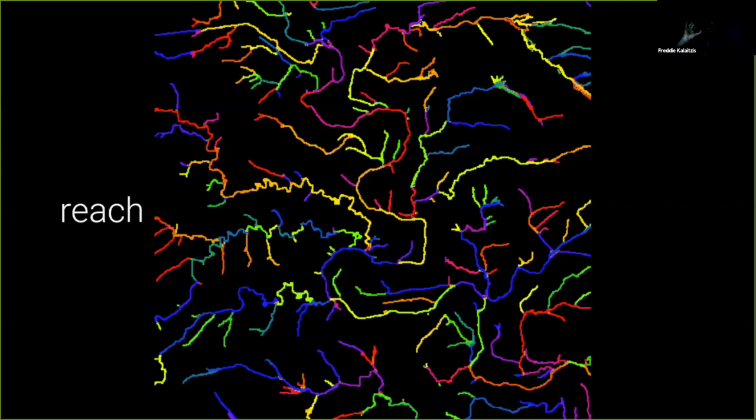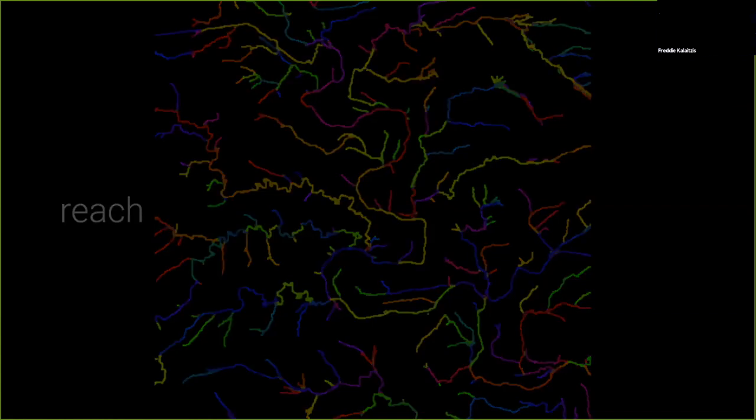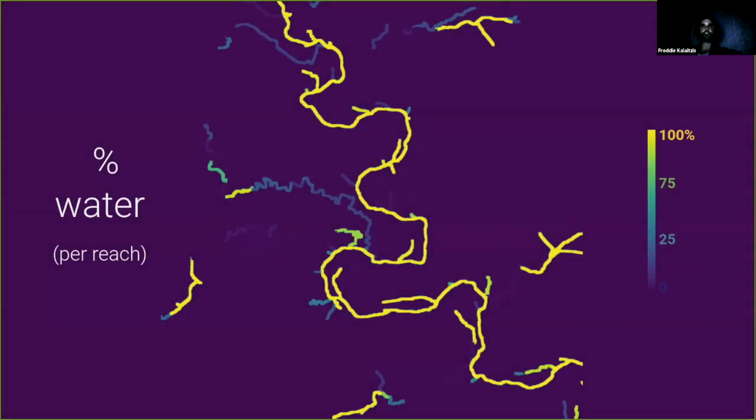Think of it like a geo-referenced unit, and every unit has a collection of pixels. Now we can take the water probability map of the U-Net that I told you about earlier, and for each reach I showed earlier, we can do a little mathematical integration and ask: how much water does the neural network predict for that reach? This is what you see here. For every reach, you see the percent of that reach that is covered by water.